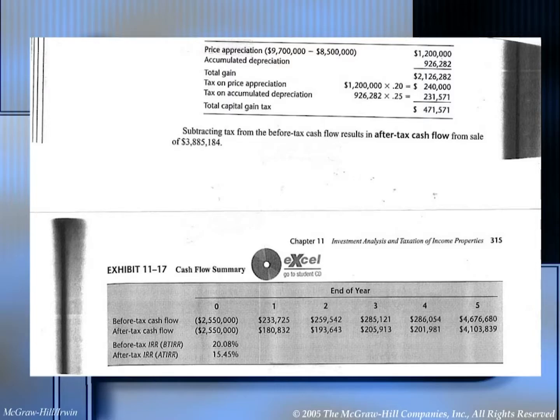Okay, and we use that to subtract from our before-tax cash flows on the sale of this property. So we sold the property, take off the loan balance. Now we pay our taxes. We see an after-tax cash flow in Exhibit 11.17 that incorporates this. And then we find the before-tax and the after-tax IRR now with debt. We see it's 20.08 for the before-tax and 15.47 for the after-tax.